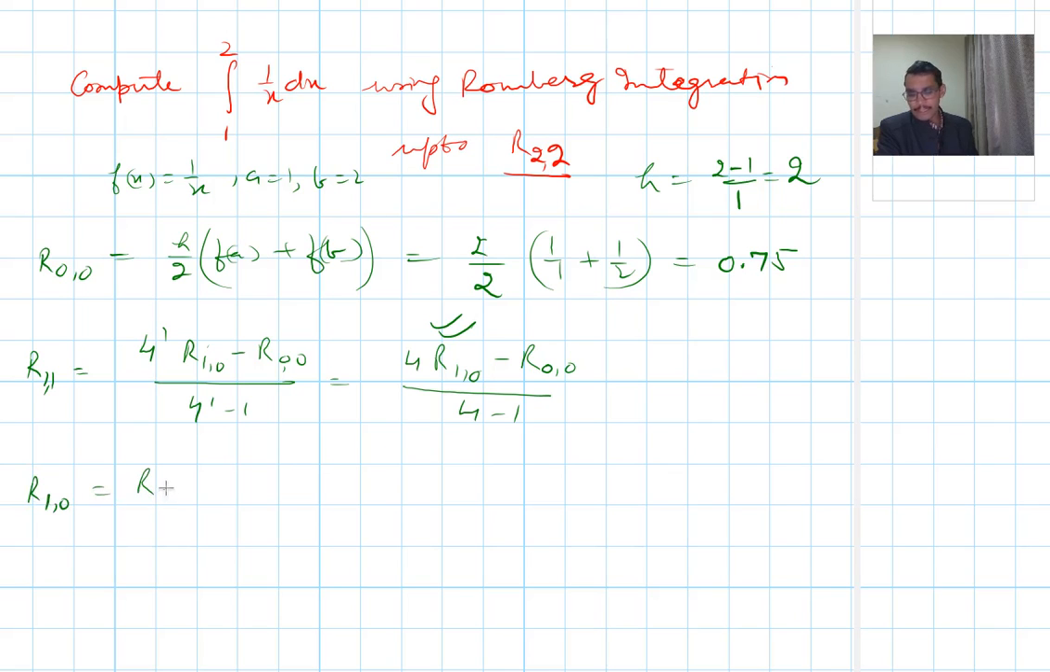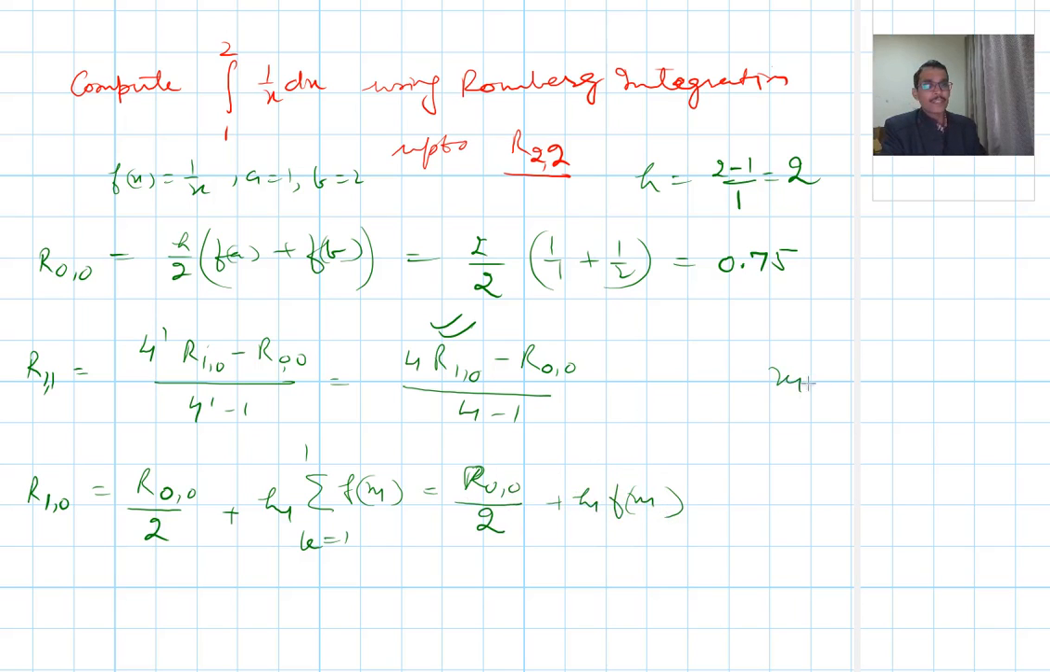R10 can be written as R00 by 2 plus H1 times the sum for k equal to 1 to 1 of f of x1. So it is R00 by 2 plus H1 f of x1. Now what is x1? x1 is equal to a plus b by 2, means it is the midpoint, means 1 plus 2, their midpoint will be this x1, and h1 is basically h by 2, right?